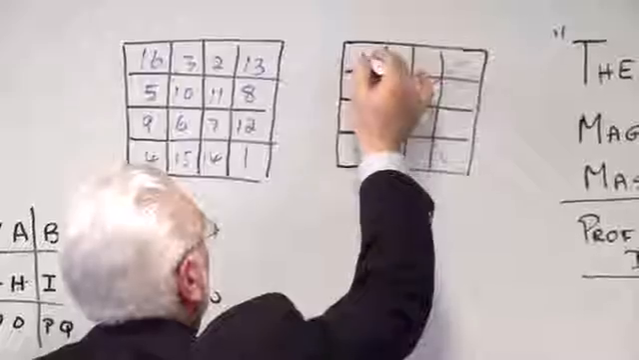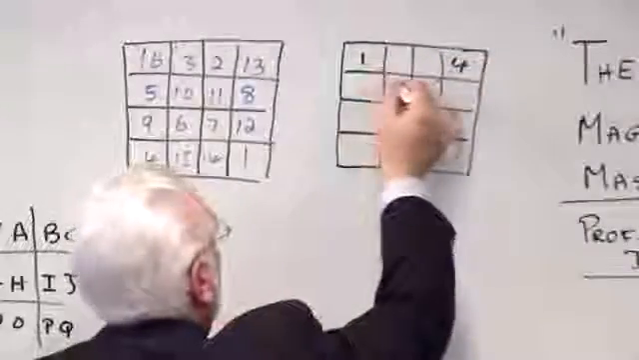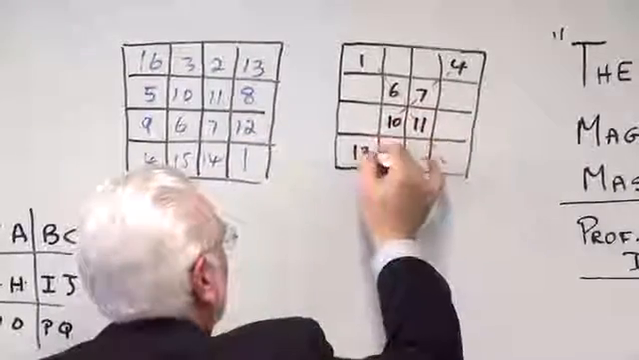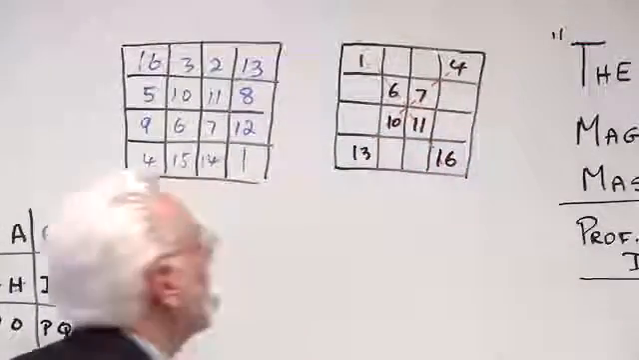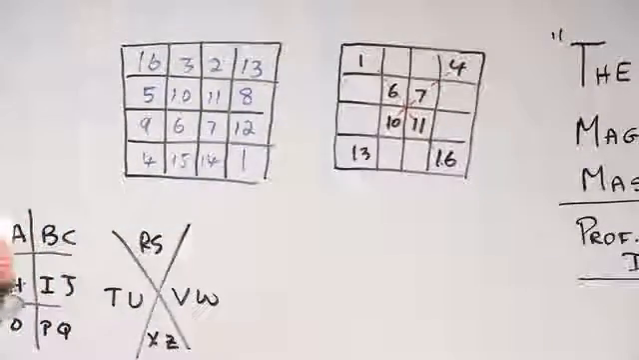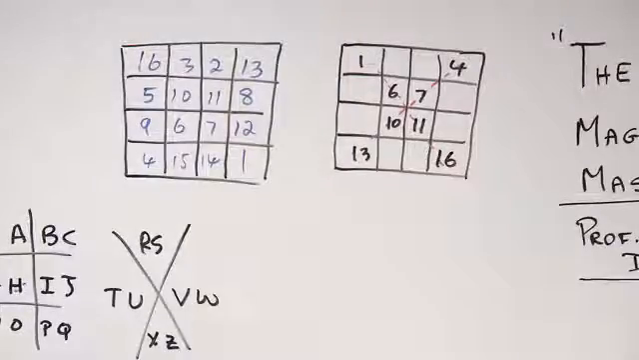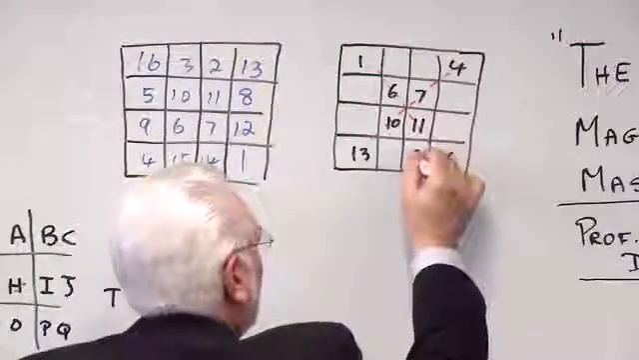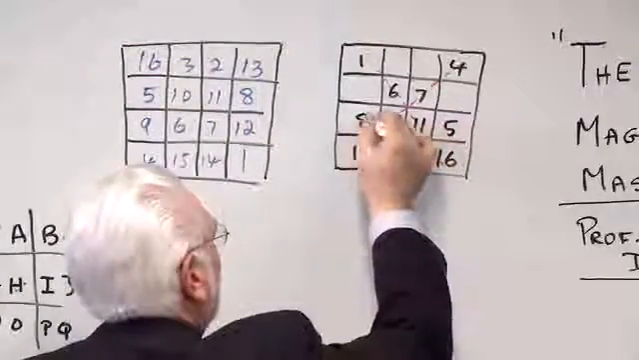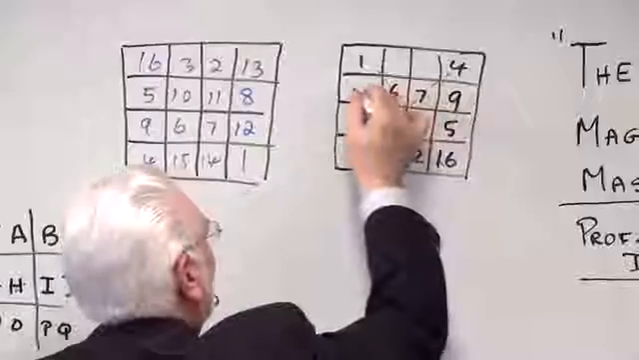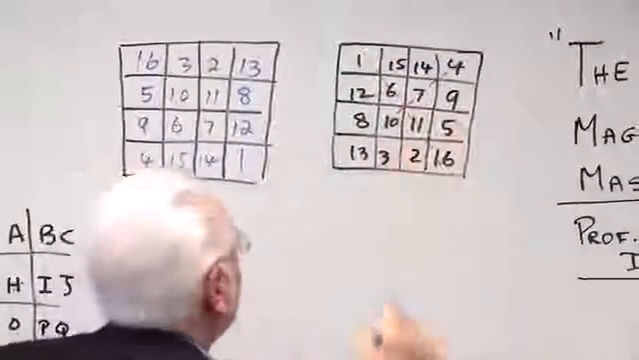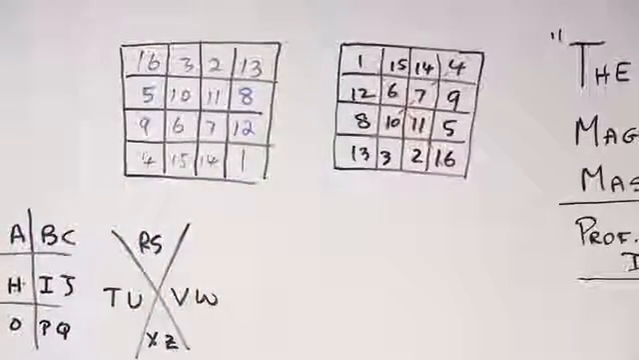So let's count: 1, 2, 3, 4, 5, 6, 7, 8, 9, 10, 11, 12, 13, 14, 15, 16. So you only write down the number if it falls on the main diagonal. Then you go backwards, and you fill in the rest. Guaranteed everything adds up to 34. Okay?